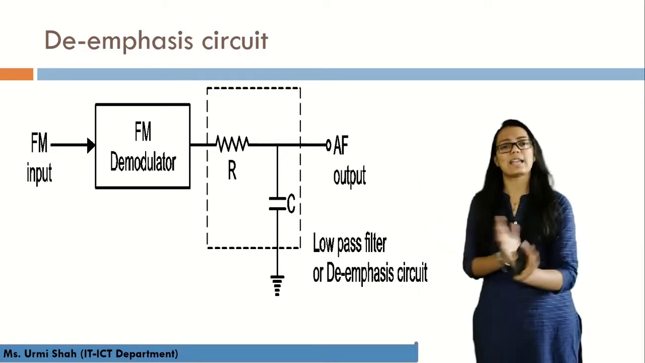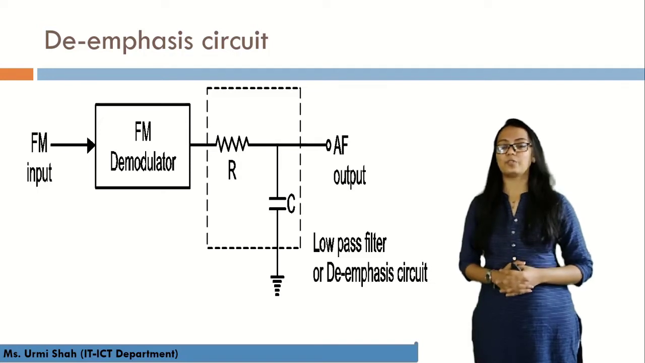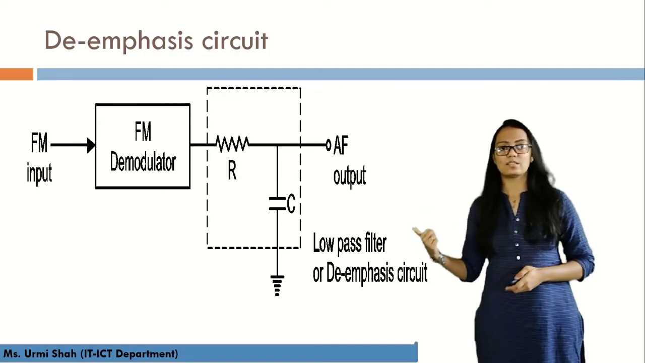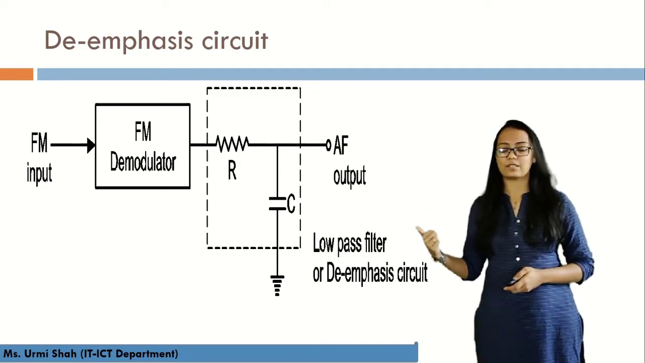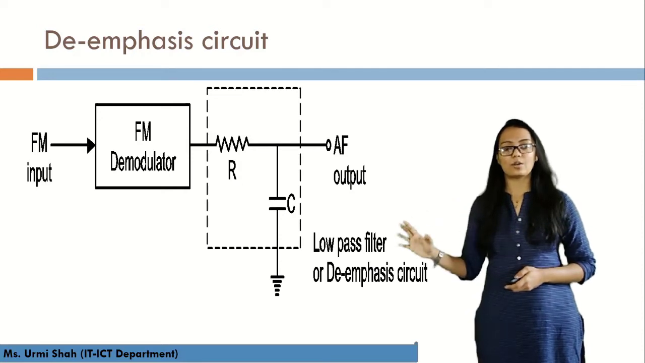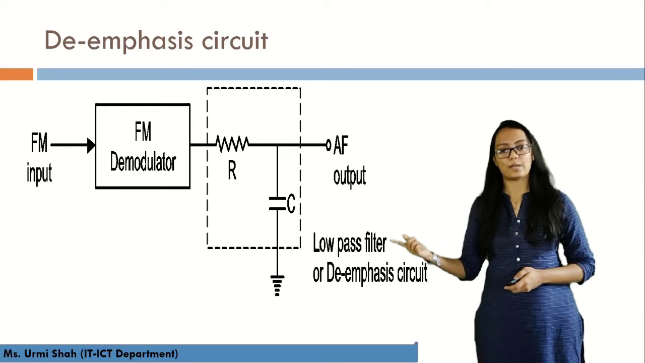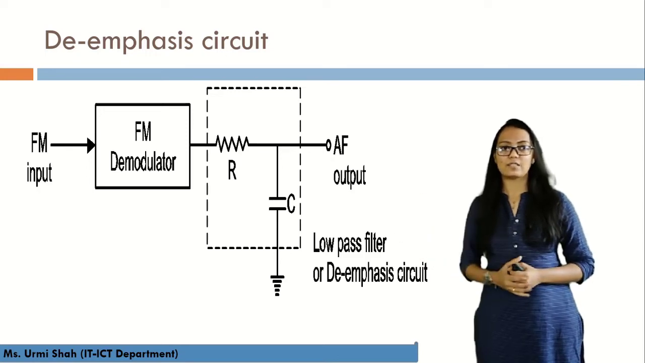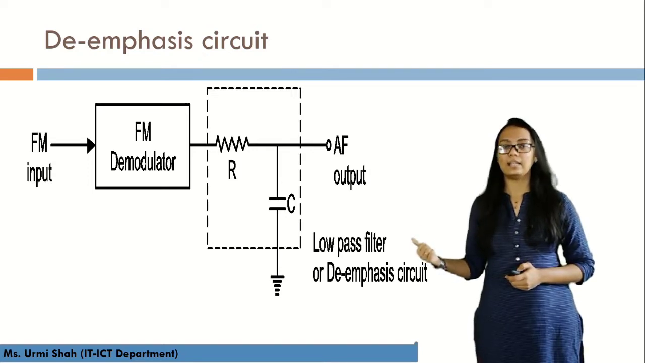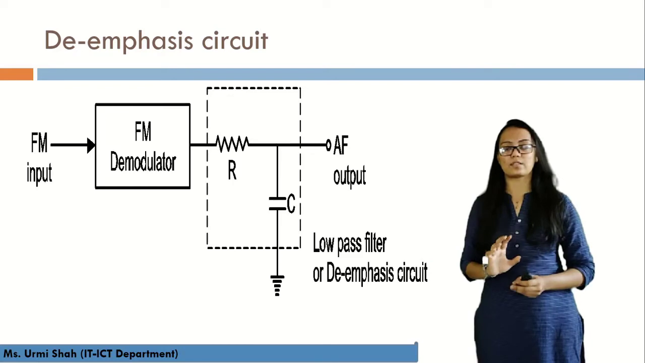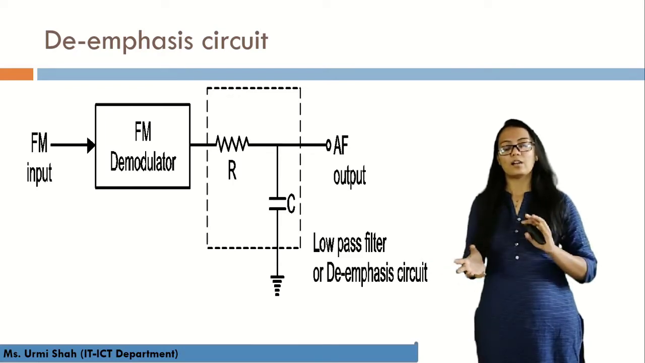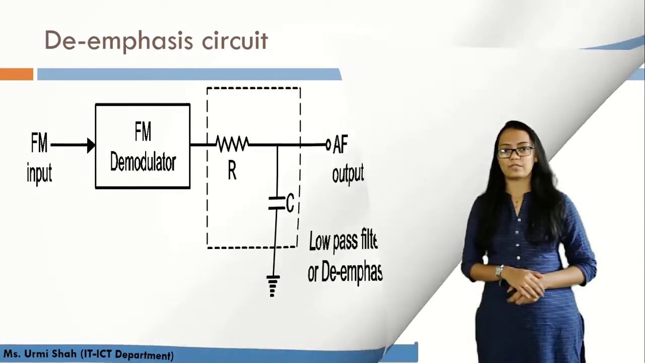It will work exactly in the opposite way of pre-emphasis. So this is the circuitry for de-emphasis. The circuitry is also exactly reverse. In pre-emphasis we were having the high pass filter. In de-emphasis we are having the low pass filter. So you can look here, it is exactly the reverse or alternate process of pre-emphasis.